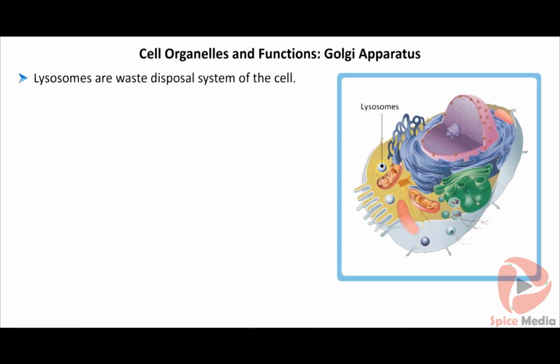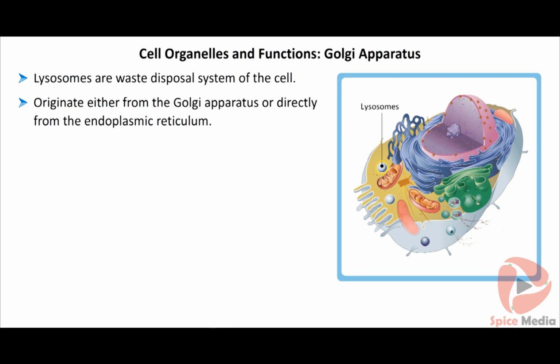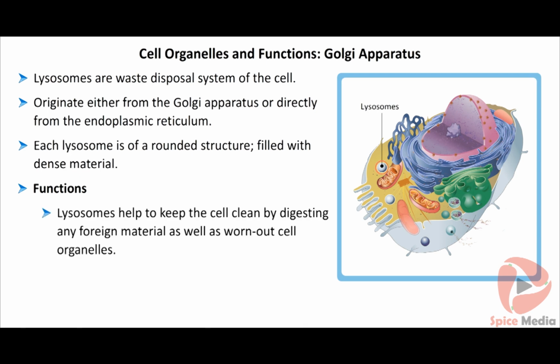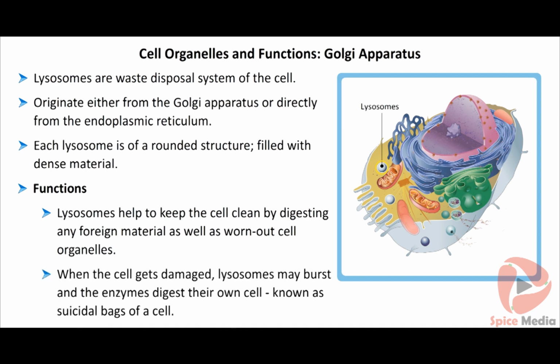Lysosomes are a kind of waste disposal system of the cell. Lysosomes originate either from the Golgi apparatus or directly from the endoplasmic reticulum. Each lysosome is of a rounded structure. It is filled with dense material. Functions. Lysosomes help to keep the cell clean by digesting any foreign material as well as worn-out cell organelles. When the cell gets damaged, lysosomes may burst and the enzymes digest their own cell. Therefore, lysosomes are also known as suicidal bags of a cell.